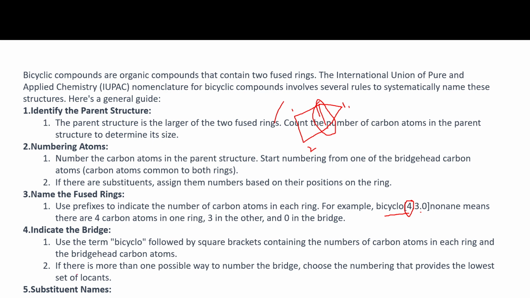And if there is any substituent present in that bicyclo compound, the numbering starts from the connecting point, then we have to go to the side where the substituent is. So if there is a substituent at this position, then the numbering will start from this, and this will go to number 2 position like that.